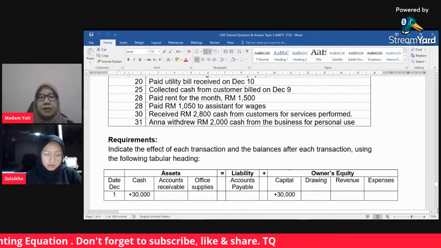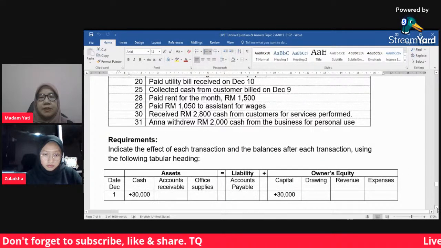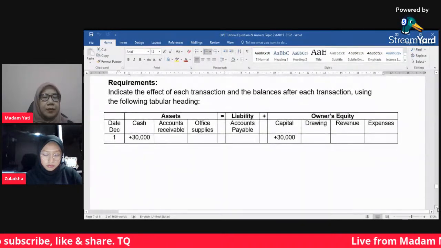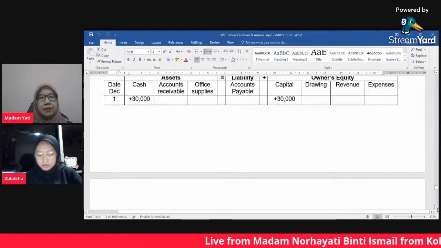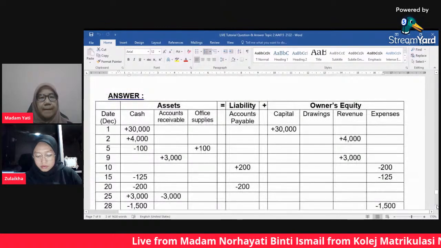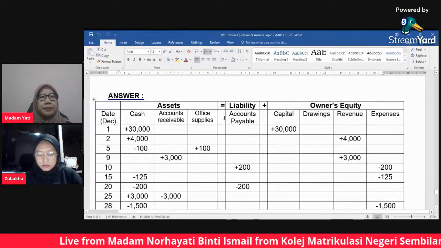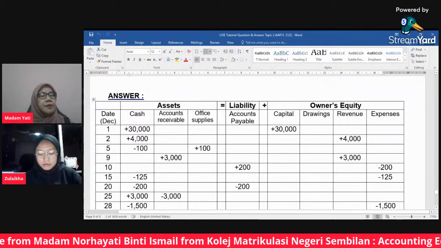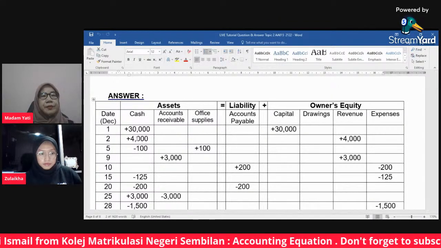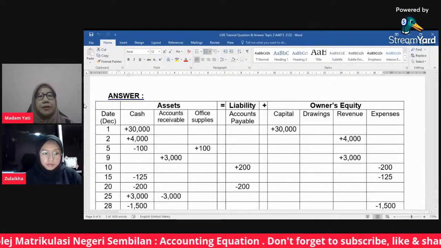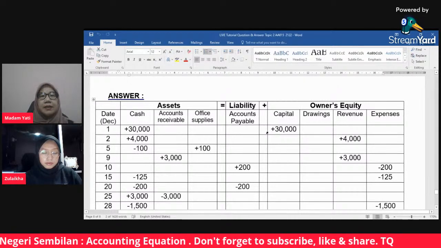Okay, this is the table, or tabular. We record in order. In order means you must follow the transactions given in the question. The first one is about Anna contributing cash 30,000. So increase in cash, increase in capital.